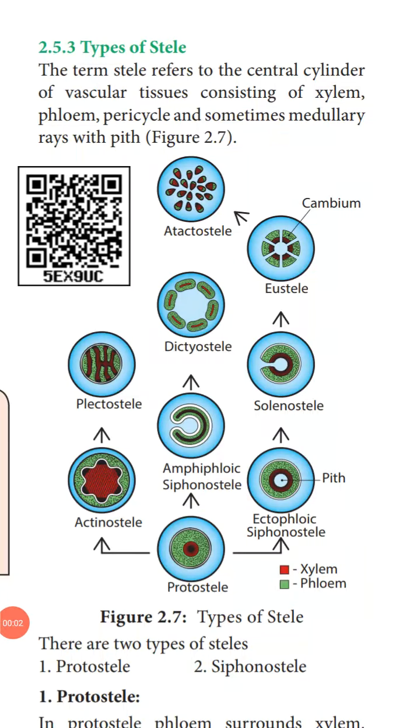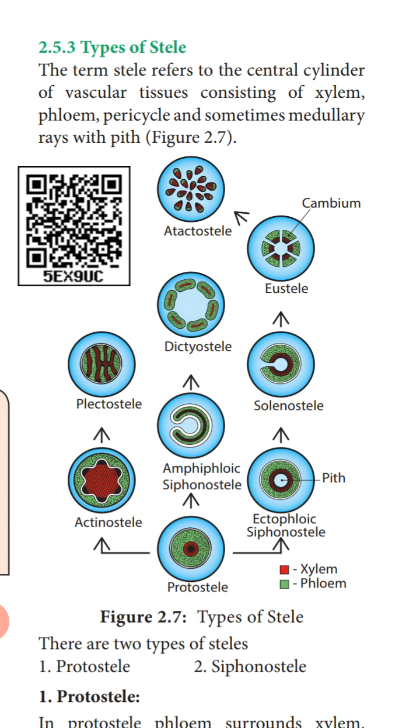In this video, we are going to study about types of steel. Now first let us understand what is the steel. The steel refers to the central cylindrical region of vascular tissues. So here any plant part, the stem or the root, the center region where the vascular tissues are present, that region is said to be the steeler region.